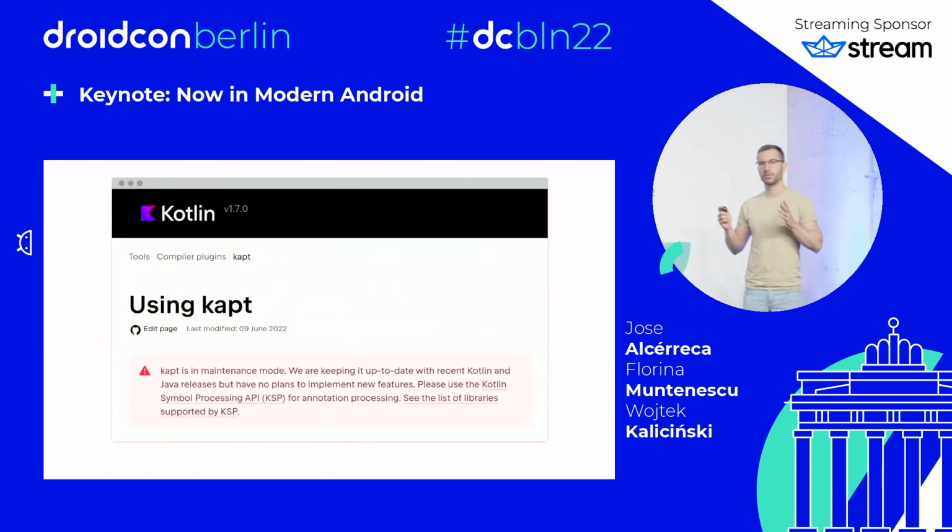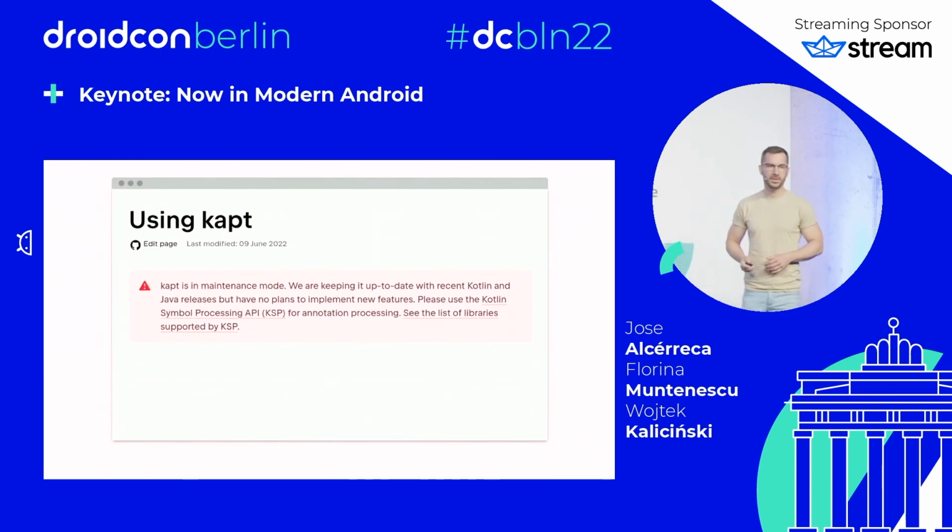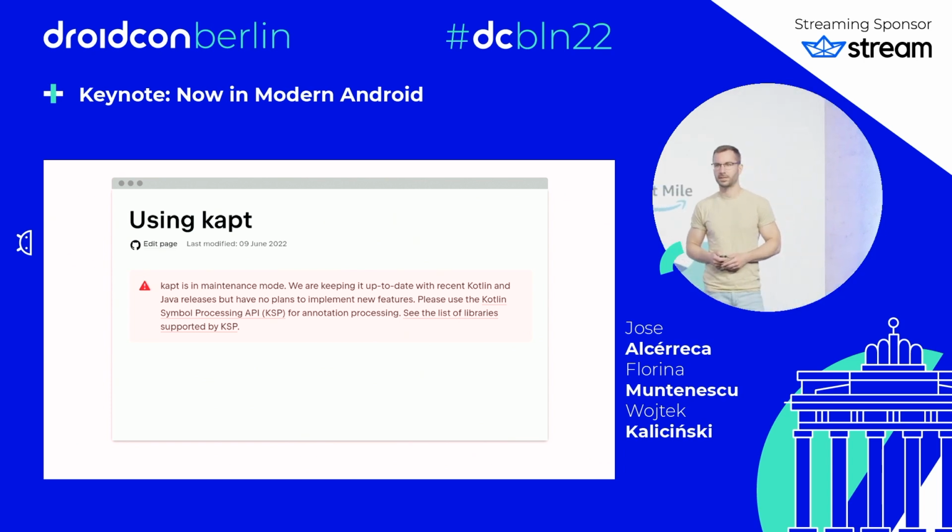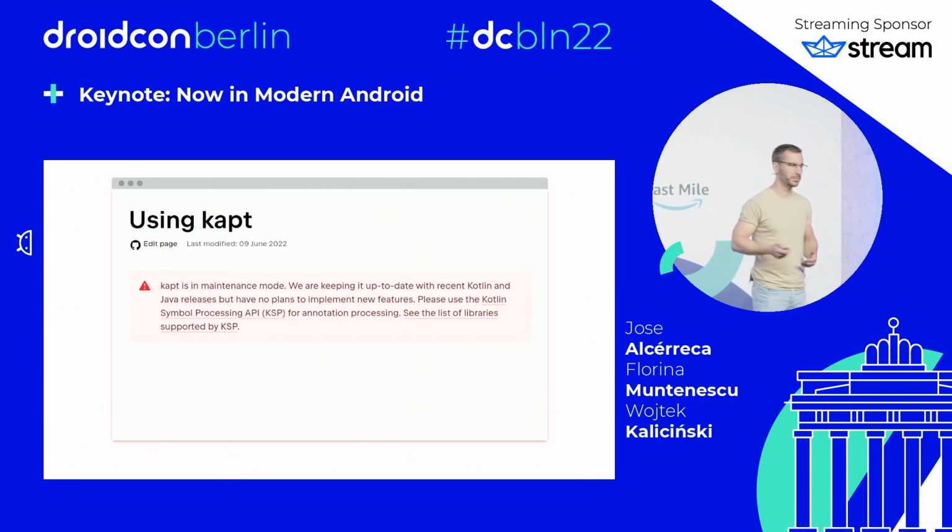Now, the takeaway for library authors is that KAPT is in maintenance mode. And KSP is now the official solution for annotation processing in Kotlin. So all libraries should really migrate to it. Unfortunately, for libraries, it's a little bit more difficult to migrate to KSP than just a single line change. That's why it'll take some time until we migrate our most prominent libraries, like Dagger and Hilt, for example.